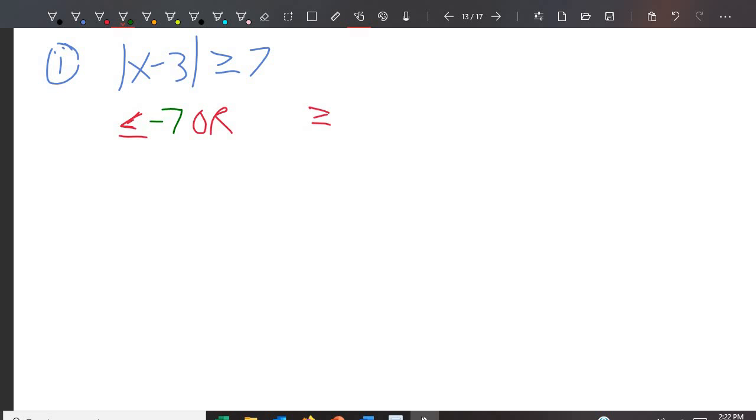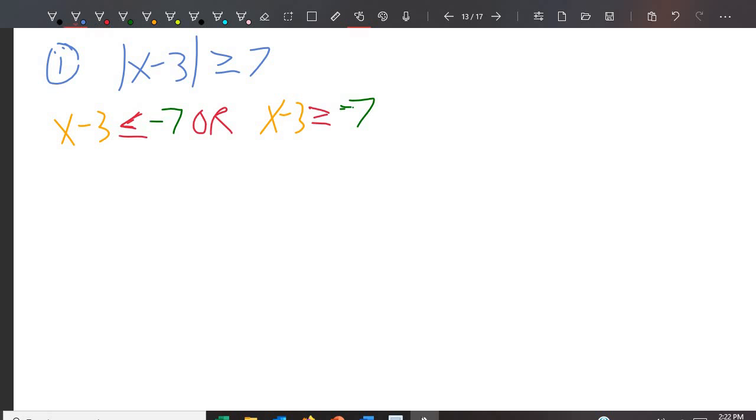We'll start with number 1. Okay, so let's do x minus 3 greater than or equal to 7. First thing you want to do is put the word or. Then you want to put a less than or equal to on the left, greater than or equal to on the right. Since the number is 7, we're going to put -7 on the left, 7 on the right. And the only other option we have is the x minus 3, so we'll put x minus 3 on both sides.